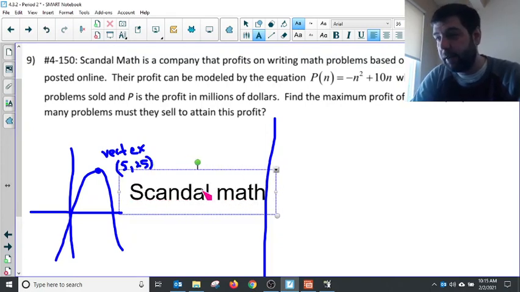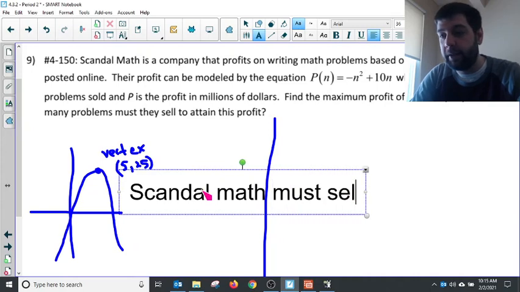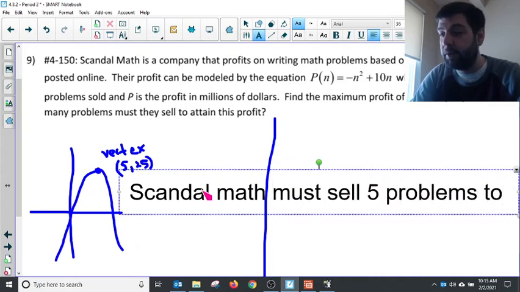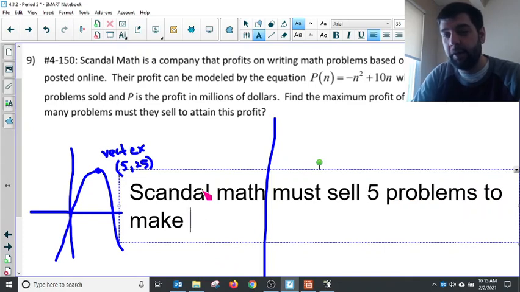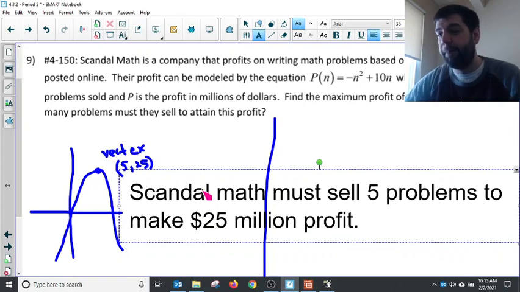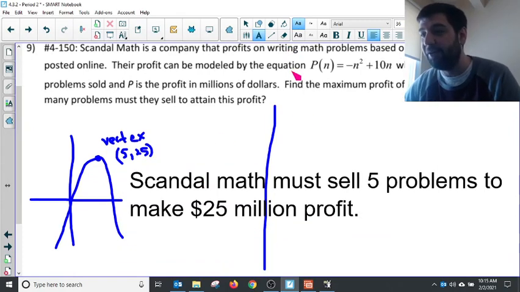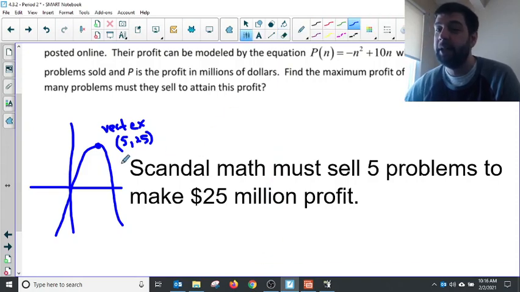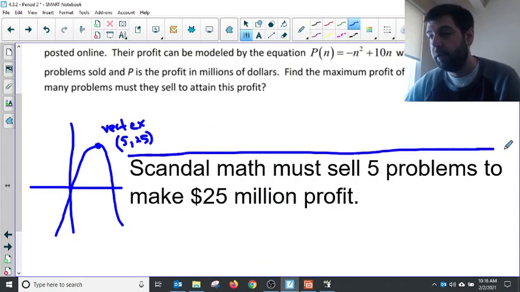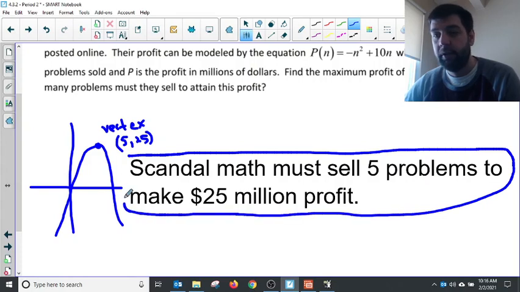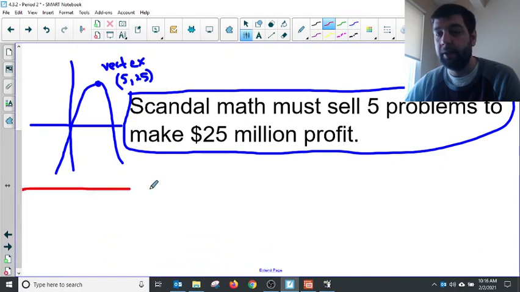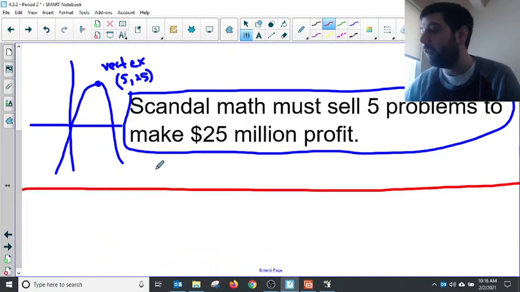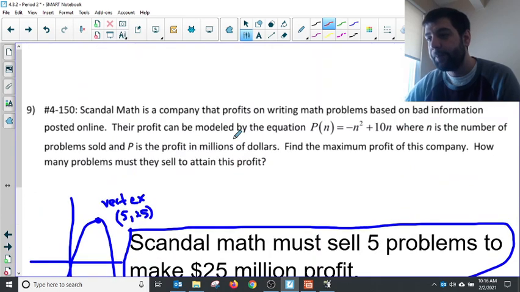Scandal Math must sell 5 problems to make $25 million profit. That's a gigantic amount of profit. So study your math. Not that this is a real problem, but there's obviously profit to be had in fake news. As clearly it happens all the time. With ad-based internet, that means clicks are all that matters.